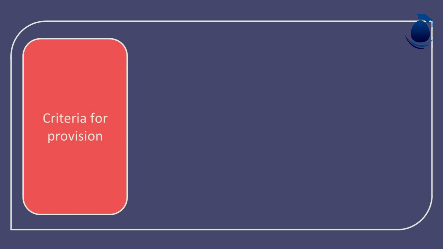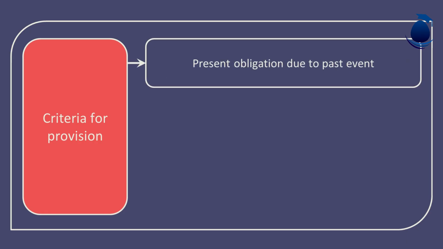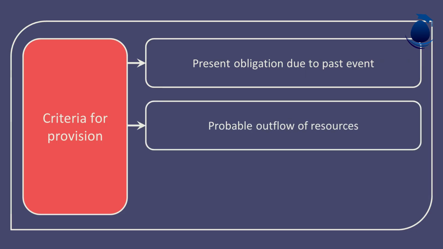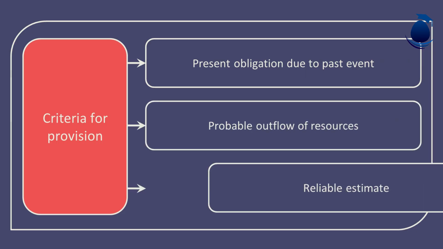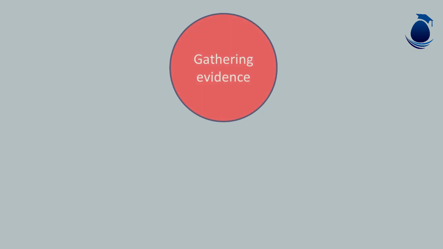There are 3 criteria that must be met for a provision to be allowed. There must be a present obligation due to a past event. There must be a probable outflow of resources. And there must be a reliable estimate. The final criterion is the sticking point. The auditor must gather evidence to be satisfied that all 3 criteria are present if a provision has been included.